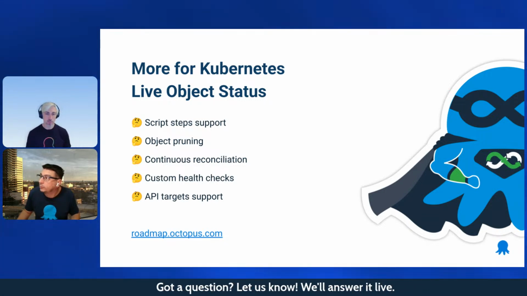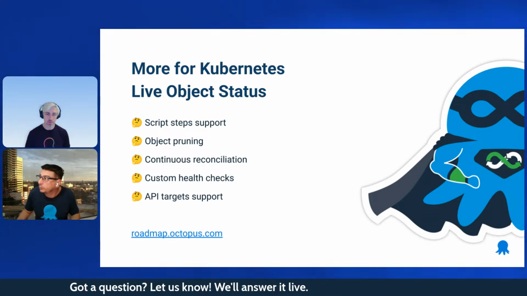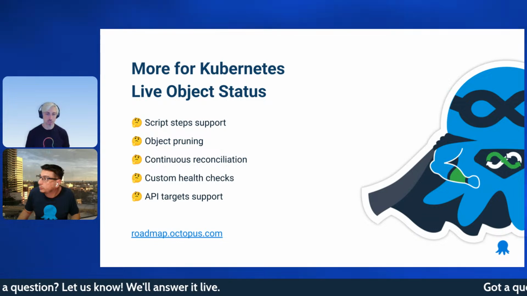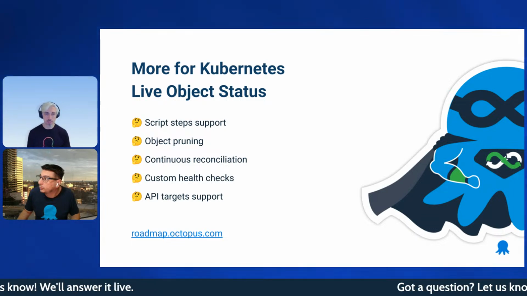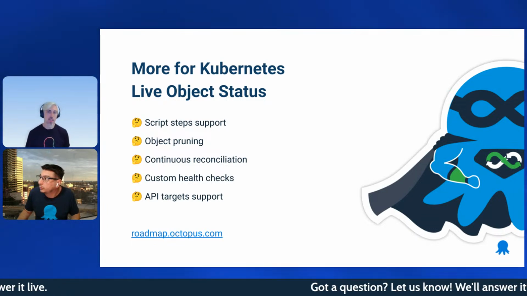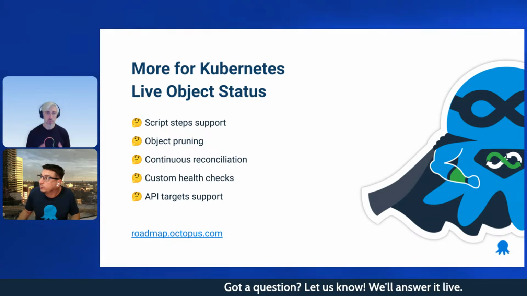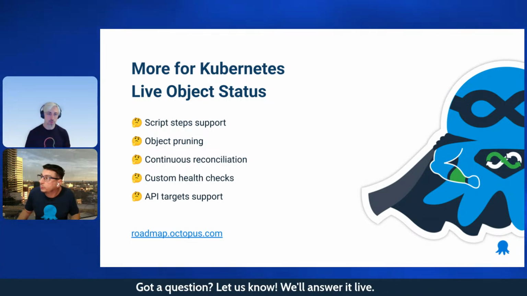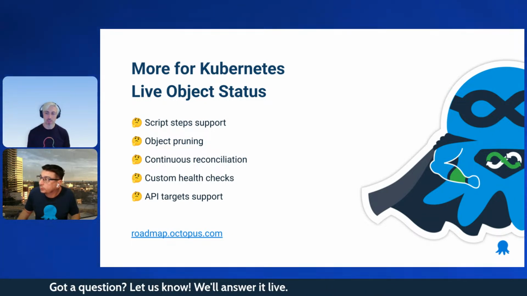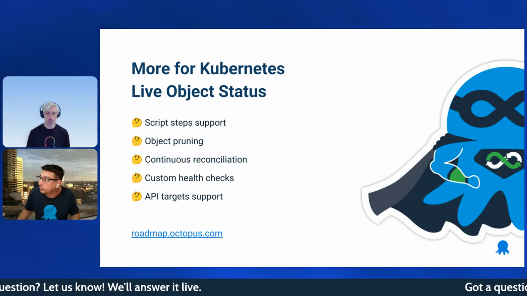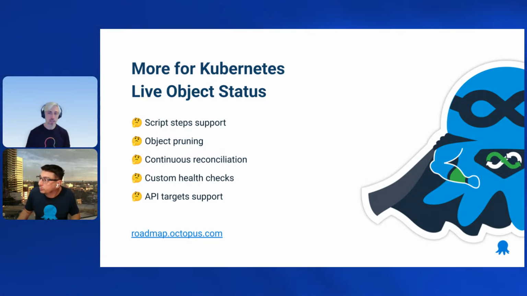And finally, what I mentioned is API target support. So if you have a use case why you would like to use that live object status with API targets, again, let us know. How do you let us know? There is a link to the roadmap on octopus.com. You can open it. All the cards are there. I'll show you this page in a second, and you can just vote there or leave a comment.